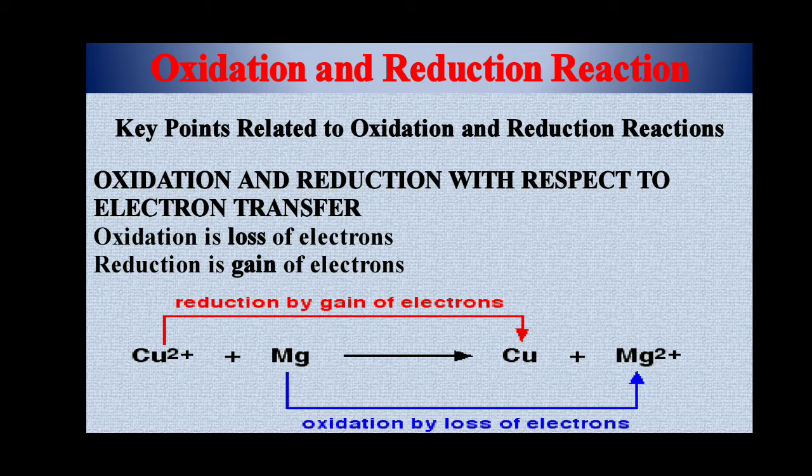Again I have taken one more example, reduction by gain of electrons. You can see here Cu2+, copper plus 2, and this side only Cu. That means electrons are gained, and that is why this ion is reduced and becomes Cu, copper only, and that is why it is the reduction. Mg lost electrons and becomes Mg2+, and that is why it is oxidation by loss of electrons. Here there is no charge, and here there is plus 2 charge.